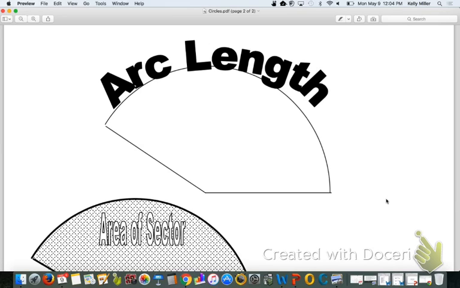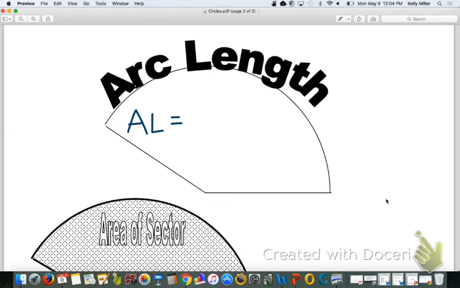To find arc length, there really is no abbreviation for it, but we're just going to use AL. It's not something that's used out in the world, but we're just going to use it. Usually people just write out arc length equals, but we'll be lazy. So your arc length is going to be equal to this formula.